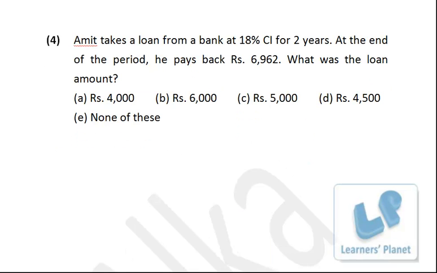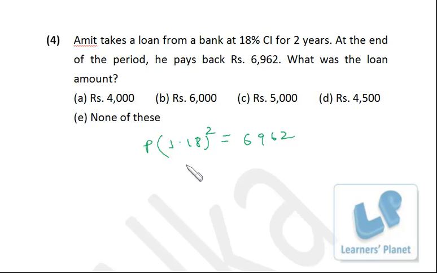Now this problem, Amit takes a loan from a bank at 18% CI for 2 years. At the end of the period, he pays back rupees 6962. What was the loan amount? Now that's pretty simple. The formula for amount will be, P is the principal, and 18% for 2 years, so it is 1.18 square, and that is actually 6962. Now you have two options.